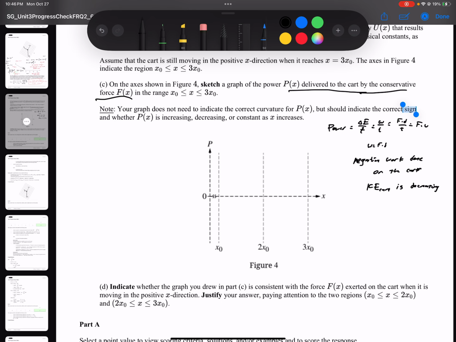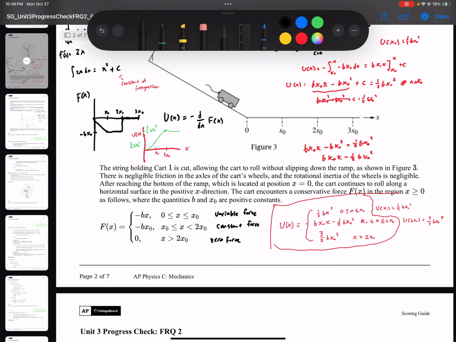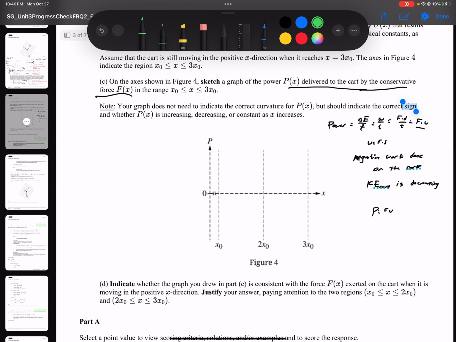All right. And if we think about the power, let's think about this equation. Power is equal to force times velocity. Well, from x naught to 2x naught, let's look back at our equation. We're not even going to look at the potential energy equation. We're going to look at the force equation. Here, the force in that region that we care about is constant. It's a constant force, right? So we have a constant force times the velocity of the cart. That's going to give us the power.